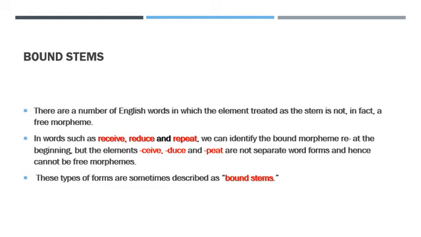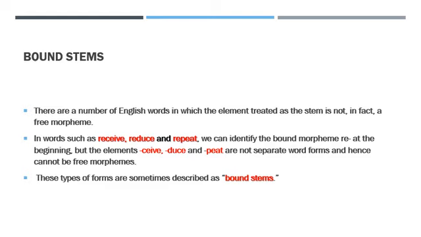They are not going to be used alone. For example, receive, reduce, repeat. Try to take off, delete, omit re from the beginning of these words. So you have ceive, duce, and peat. Have you ever seen these three forms? Never. We haven't used them alone. So these are called bound stems.